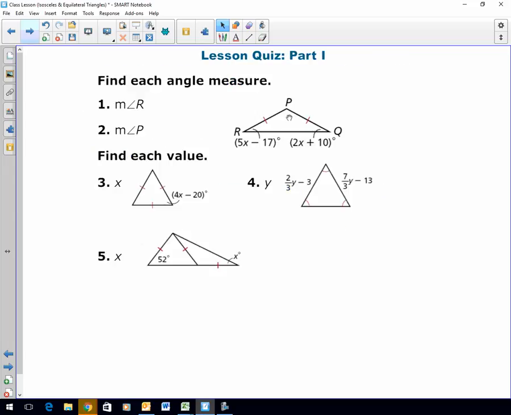All right, I want y'all to write these 5 problems down. You do not have to work out. You can ignore 4. I don't like my fractions. 1, 2, 3, and 5. I'm going to give you 6 minutes to write them down, to work them out. They should not take long at all.